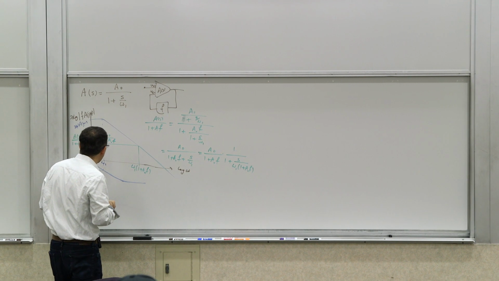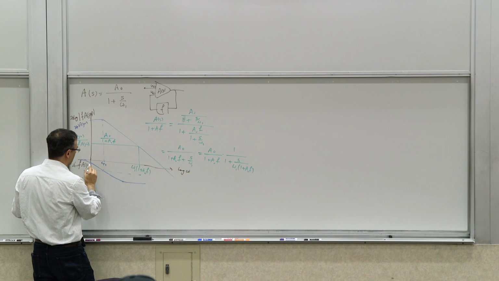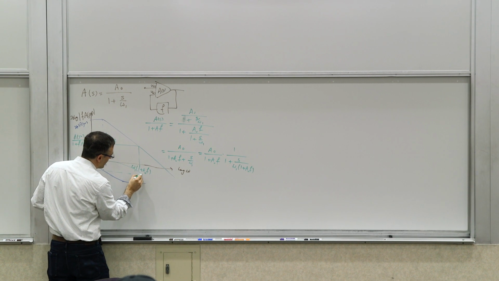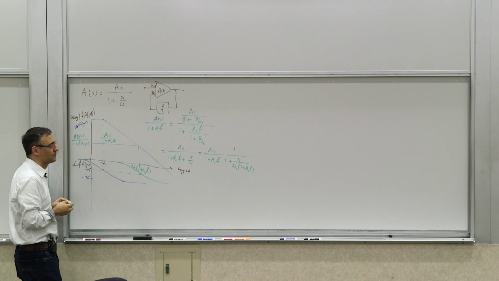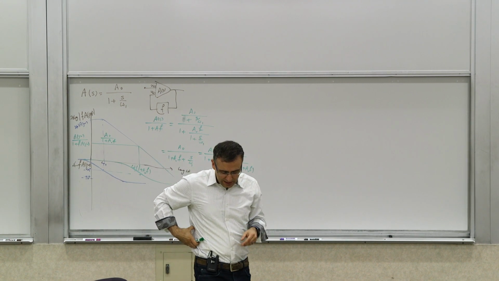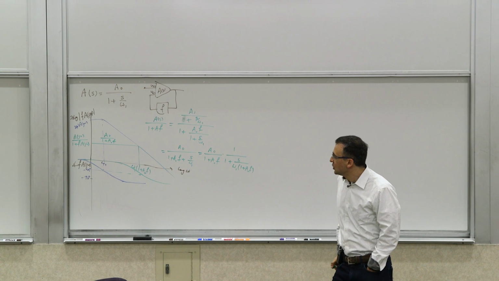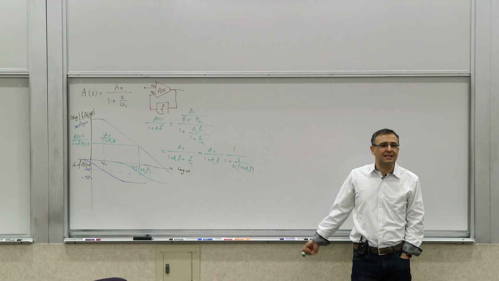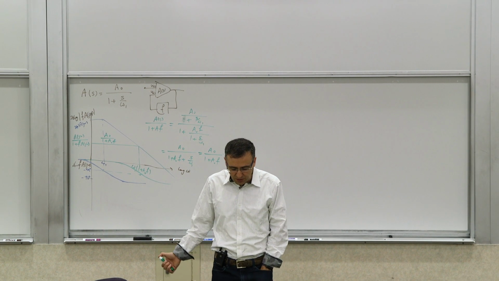And what happens to the phase? The phase, now this is where your pole is, this is where you go to negative 45 degrees. So the whole phase is basically shifting up this way. So from a purely magnitude and phase Bode plot perspective, this is what's going to happen. So now let's see, is this system stable or unstable as you apply more and more feedback, as you increase the feedback?